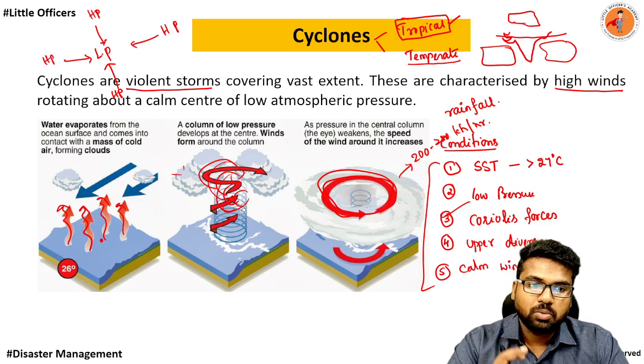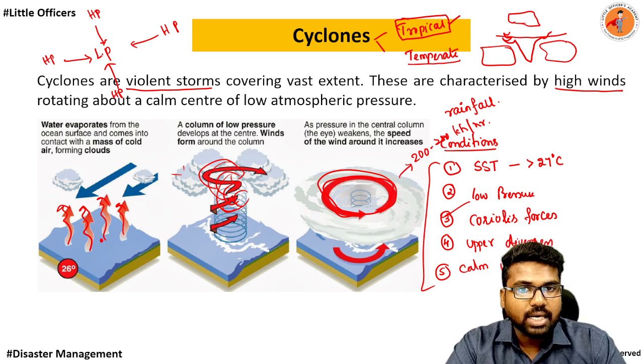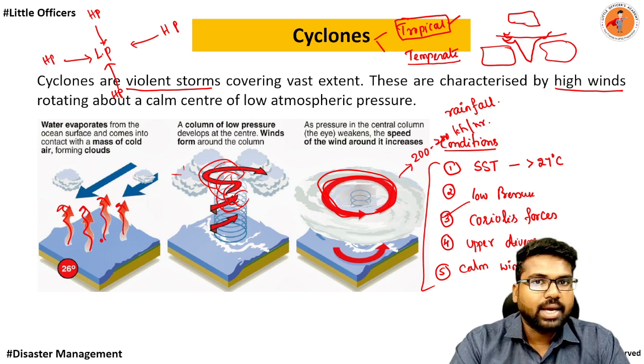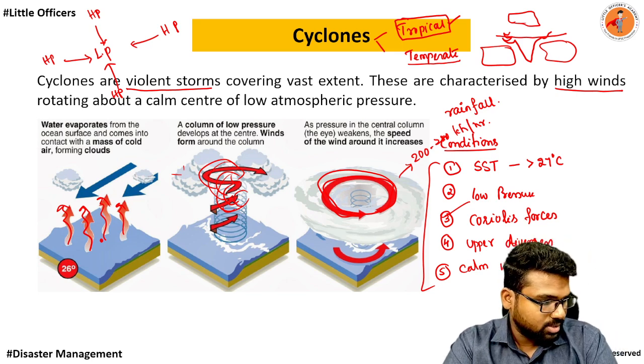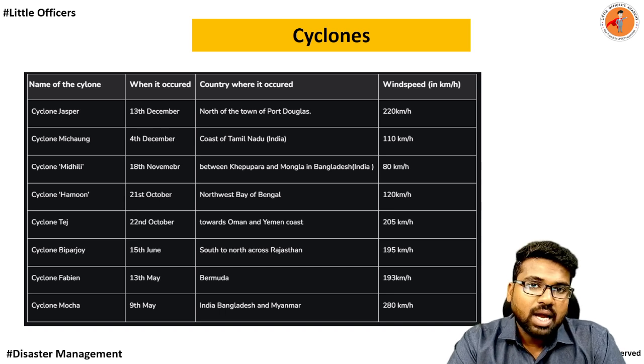So what did we learn? What is a cyclone? Types of cyclones, why we are focusing only on the tropical cyclones, what are the conditions required for tropical cyclones, and what is the actual mechanism of it. So far this is clear, right? Yeah. Now let us enter and see occurrences.